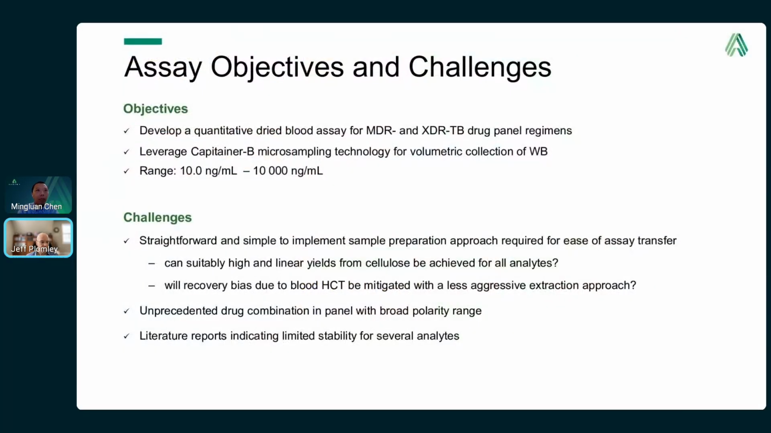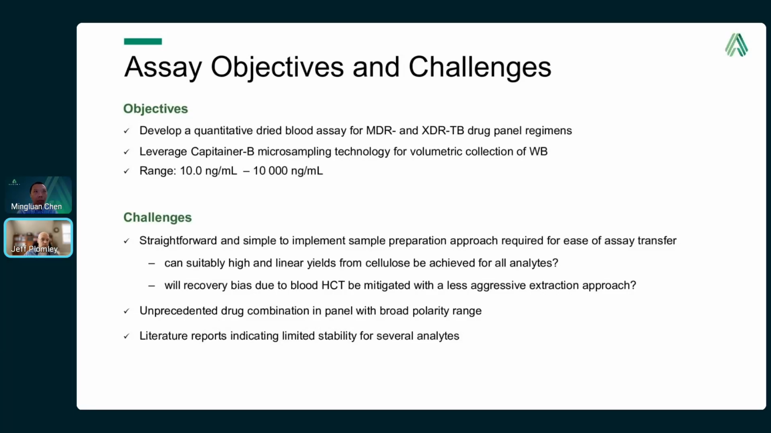So the assay objectives were to develop a quantitative dried blood assay for strain-resistant tuberculosis drug panel regimens, leveraging the Capitainer B microsampling technology for a therapeutic range of 10 to 10,000 nanograms per mil. And there were several challenges in this assay. One is we needed to make it straightforward and simple to implement in terms of the sample preparation approach, because this assay needed to be transferred to multiple labs where the tuberculosis studies were going to be conducted.